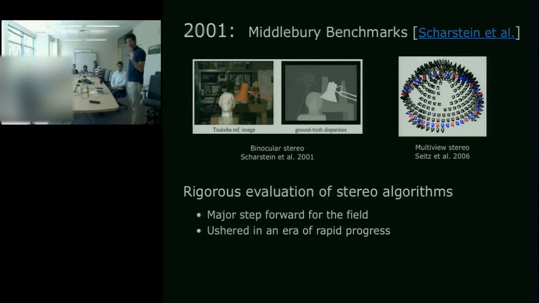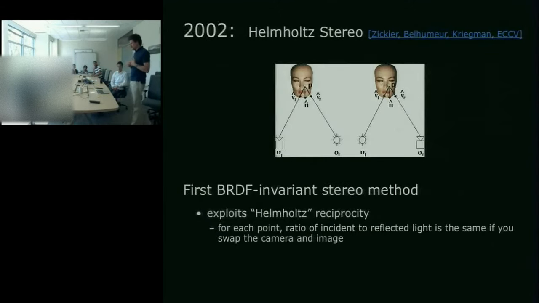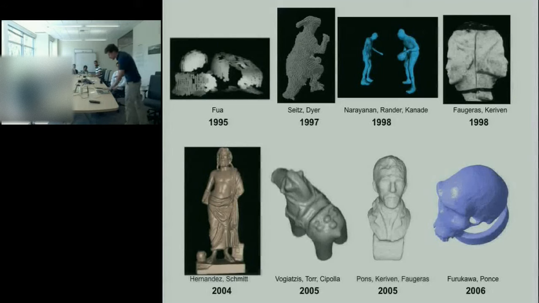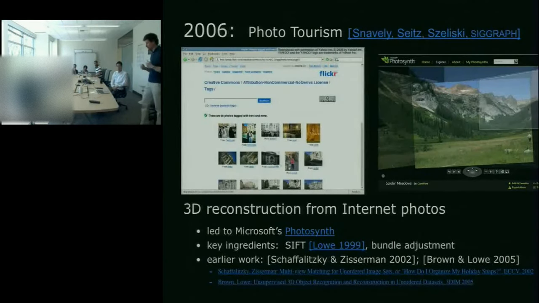There are some important benchmarks for stereo that came about in 2001. Some really elegant work for doing stereo with non-Lambertian surfaces in 2002. 2003 is the year I'd like to say stereo equals laser scan. This is the first passive computer vision stereo method, no laser scan, that could produce 3D geometry that looked as good as a laser scan and arguably is almost as good. This was Carlos Hernandez's work, and Carlos, as you know, is at Google now. Very cool work, which inspired a lot of subsequent work, which I'm just going to skip over, including Yasu's work and others in the community.